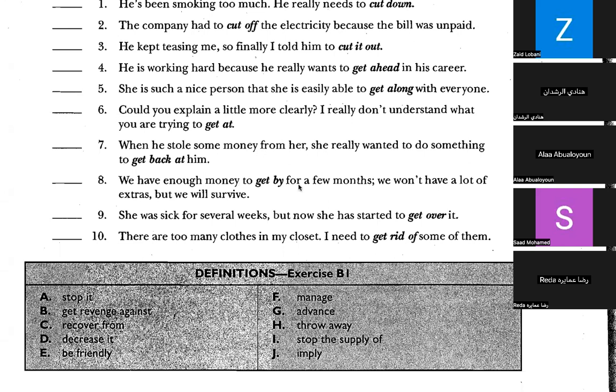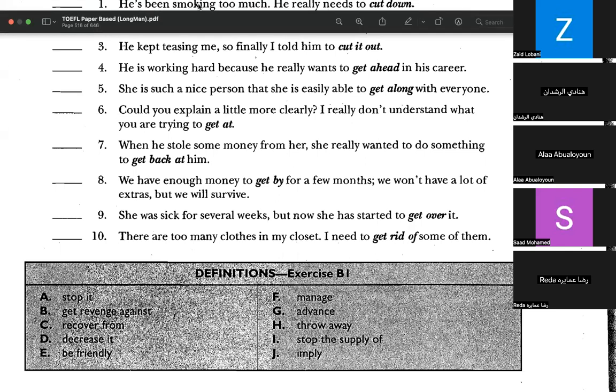نمشي أمورنا بالعربي العامية حتى. We have enough money to get by means نمشي هالأشهر, for a few months. We won't have a lot of extras. See how it's explained? Because you see the semicolon? The semicolon explains what this means here. We won't have a lot of extras, ما عندنا زيادة, but we will survive. We will survive means we will get by also. And it also means that we will manage. Manage يعني نمشي حالنا. All right? That's really what it means.